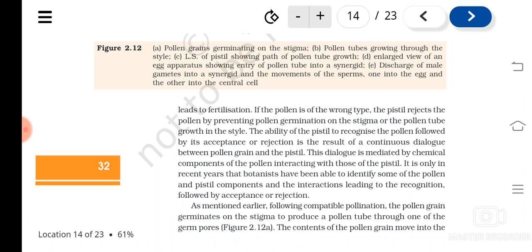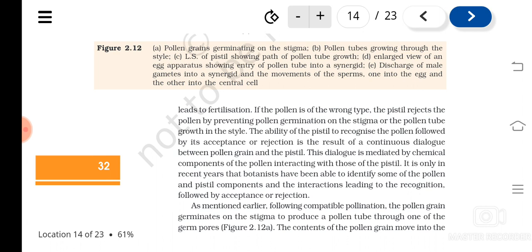There are a lot of chemicals involved in this, and now scientists were able to identify these components that lead to the recognition, and after that rejection or acceptance. So this is very useful information, because sometimes in incompatible pollination, if the pollen pistil interaction is not compatible, what will happen? Simply pollen grain cannot grow. So in different stages, this pollen grain germination will be stopped.